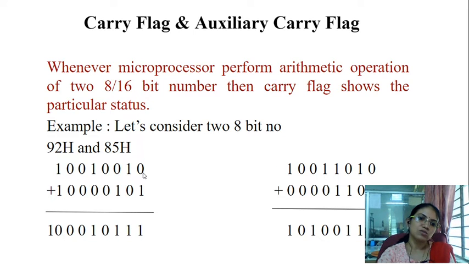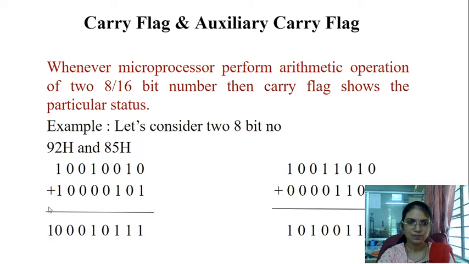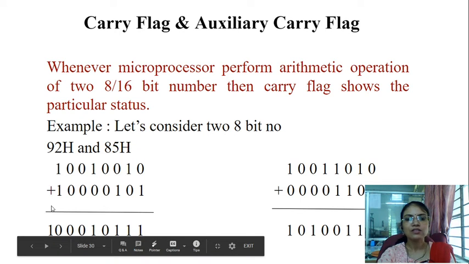So here we are adding these two numbers: 0 plus 1 is 1, 1 plus 0 is 1, 0 plus 1 is 1, 0 plus 0 is 0, 1 plus 0 is 1. Likewise, 1 plus 1 is 0 and a carry of 1 is generated. When this carry is generated, your result has a 9th bit. If you count the total number of bits, that number is a 9th-bit number. So this last 9th bit, which is 1, is copied into the carry flag.